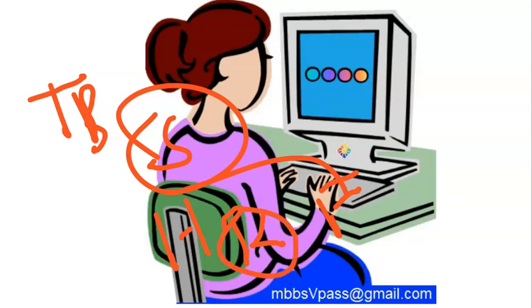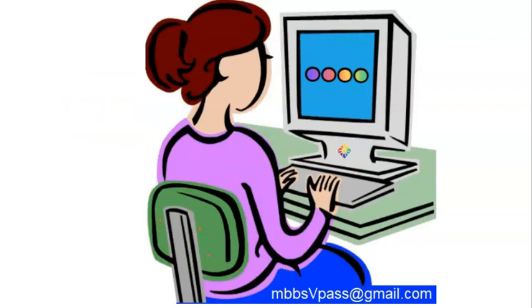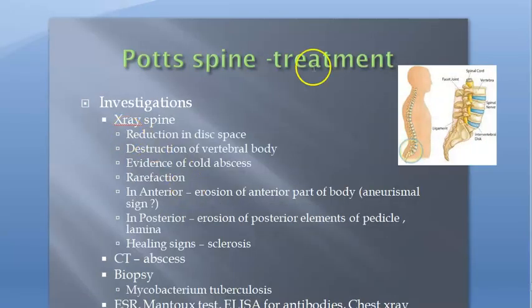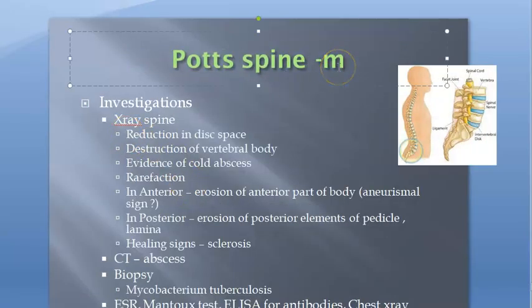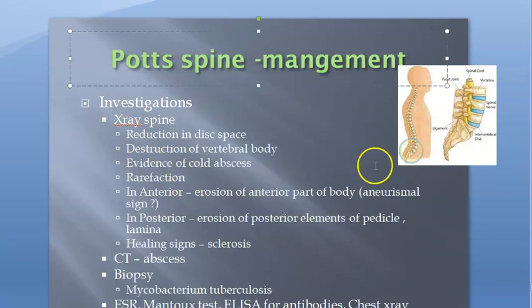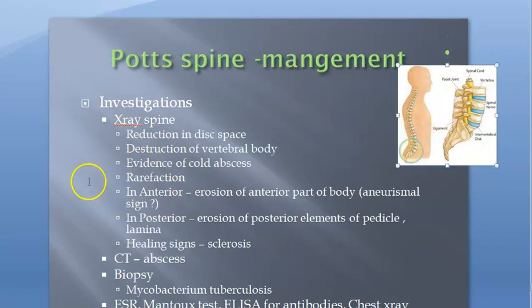All these are separate topics. In this video, we have only looked at the types of tuberculosis spine or Pott's spine, that is the paradiscal, central, anterior, and posterior. Now let us go to the management. What are we looking at? Management of Pott's spine.